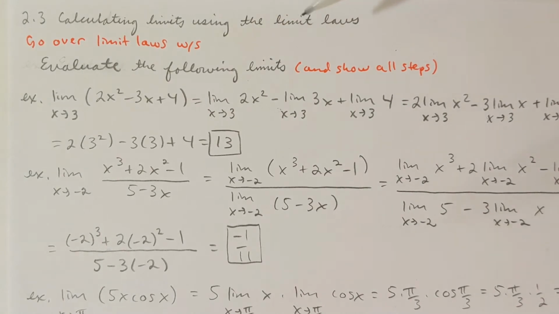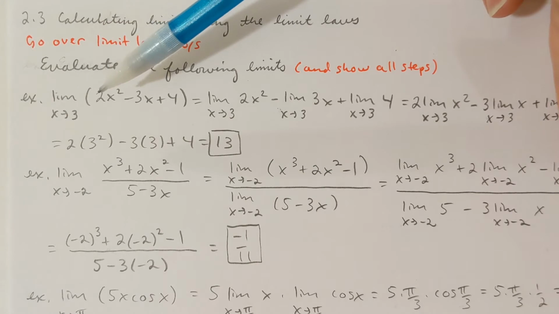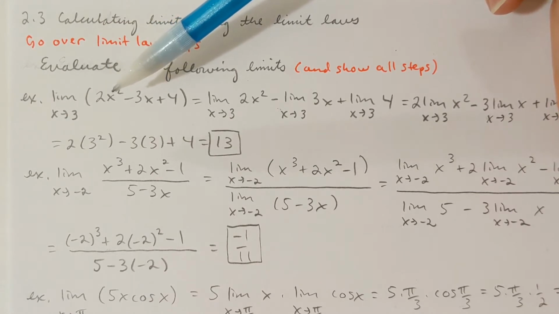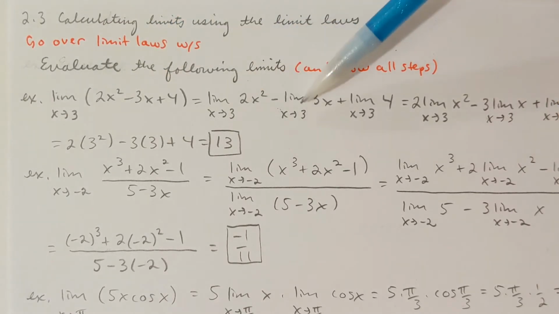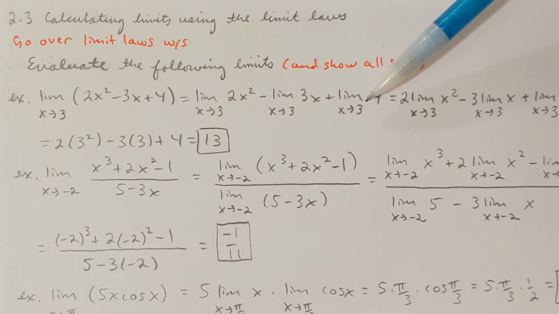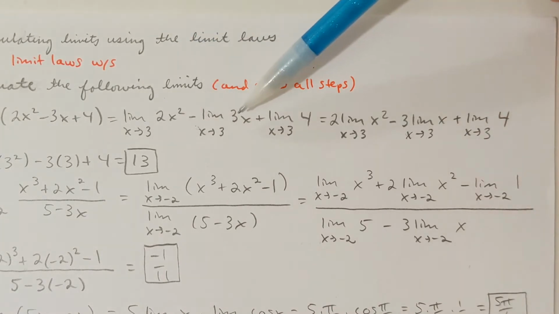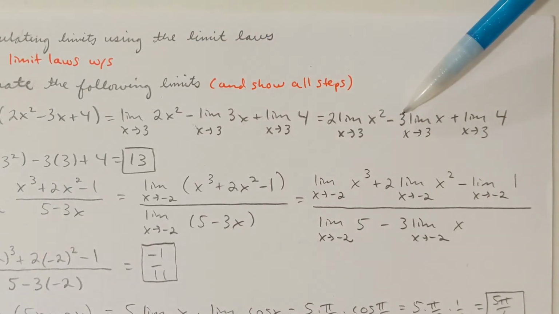The limit as x approaches 3 of 2x squared minus 3x plus 4. I can use my limit laws here. I know the limit of a sum is the sum of the limits, and the limit of a difference is the difference of the limits. So I can begin by splitting this into three limits. And I know constants can come out of limits. Here, 2 is a constant, so I can pull that in front. 3 is a constant, so I can pull that in front.